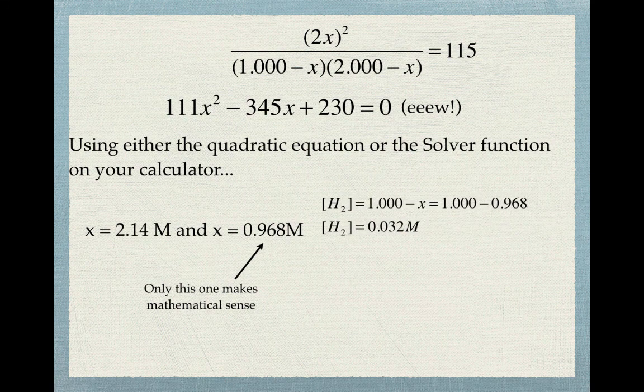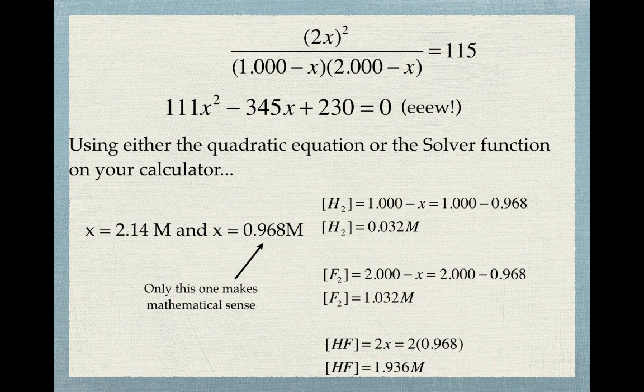So the concentration of H2 at equilibrium was equal to 1 minus x, so that ends up at 0.032. F2 was 2 minus x, so that ends up at 1.032. And the concentration of HF was equal to 2x, and so that goes to 2 times 0.968, which is x, and we get 1.936 for HF.